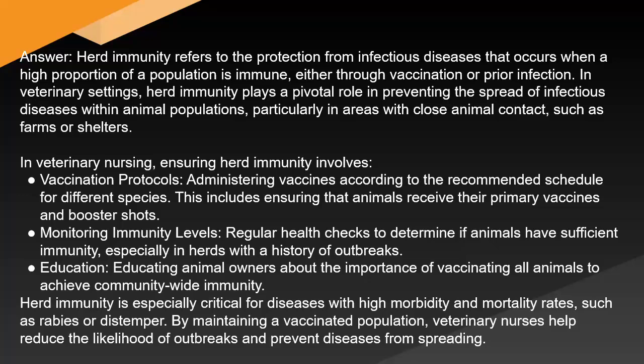if animals have sufficient immunity, especially in herds with a history of outbreaks, and educating animal owners about the importance of vaccinating all animals to achieve community-wide immunity. Herd immunity is especially critical for diseases with high morbidity and mortality rates, such as rabies or distemper. By maintaining a vaccinated population, veterinary nurses help reduce the likelihood of outbreaks and prevent diseases from spreading.